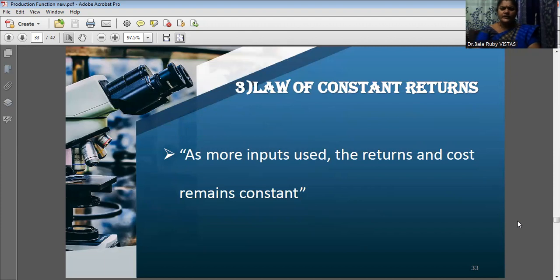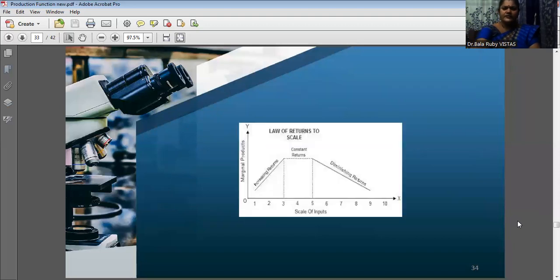Then come to the third one, that is the law of constant returns. From the title itself, we have a clear idea. This law of constant returns is otherwise known as the law of constant cost also. It means when output increases, the cost as well as the return remains constant. So when we use more input, if return as well as cost remains constant, it is known as the law of constant returns. These three laws have been clearly illustrated in this diagram.